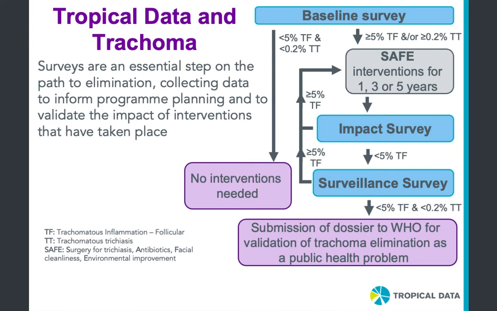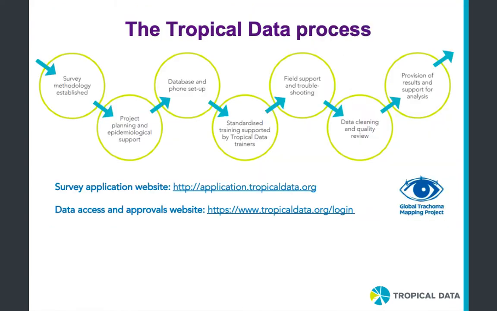Although Tropical Data has primarily supported trachoma prevalence surveys, we have been working with partners to do pilot studies and to provide the same level of survey support to other NTDs, for example, lymphatic filariasis and schistosomiasis. Tropical Data builds on this standardized approach and technologies developed within the Global Trachoma Mapping Project.